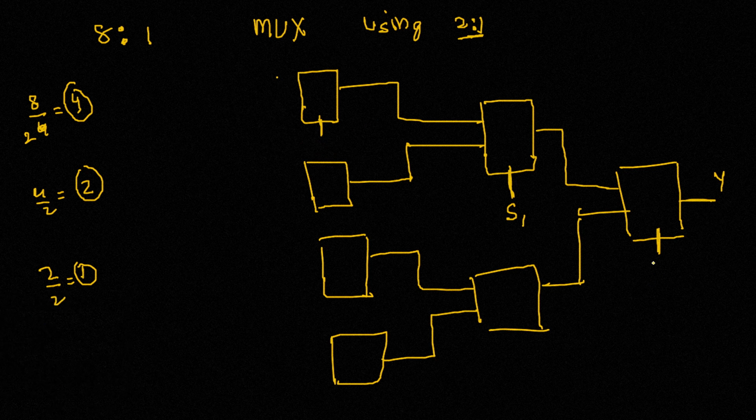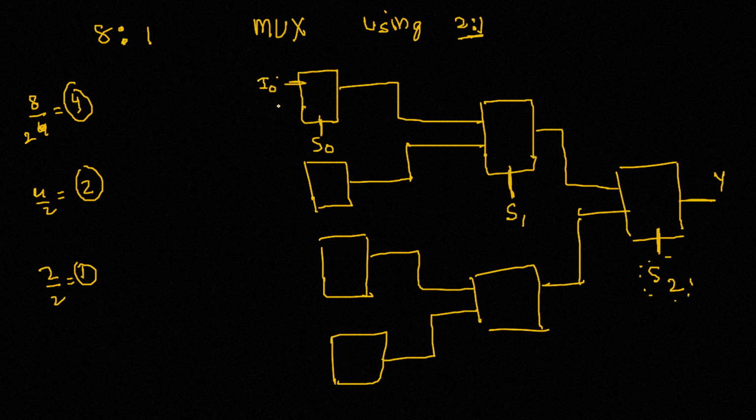So the order should always be: S0 will be the select line for this, and S2 will be the select line for this. So we should always have the highest preference to the multiplexer which is placed at the end. So that should be something which is kept in mind always.